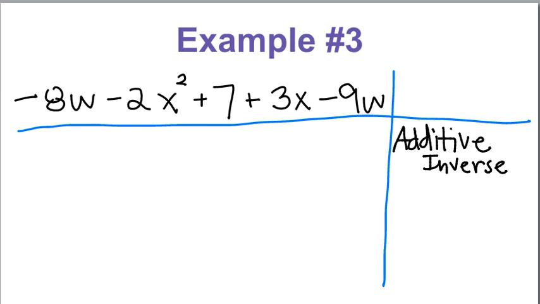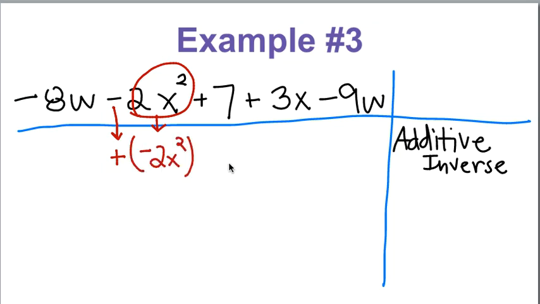So I see the first thing I have to do is complete the additive inverse. So with the additive inverse, this only affects subtraction. So maybe you want to go through and deal with that first. 2x squared becomes negative 2x squared. This is fine, this is fine. Here's another subtraction that I have to handle. And then 9w becomes negative 9w.